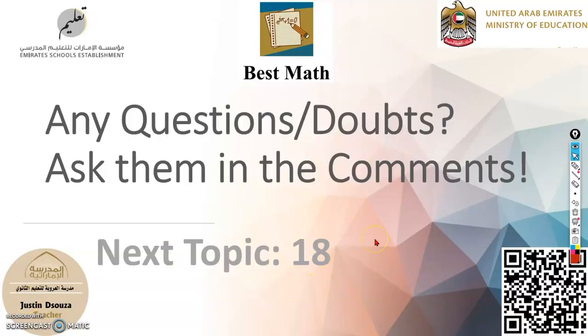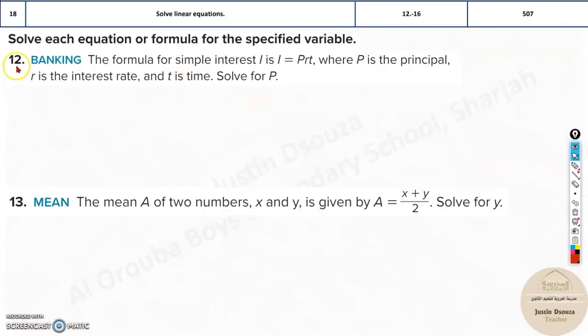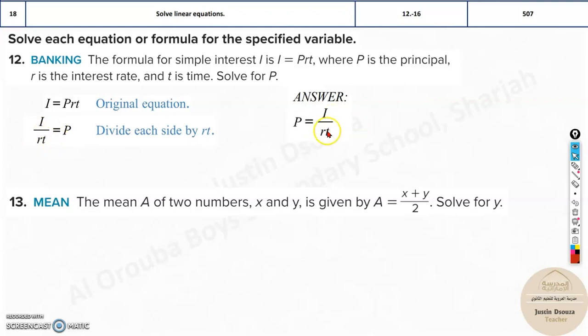Topic number 18 is another simple topic where we have to solve linear equations. Here you have a problem to solve the formula for simple interest. They have given the formula for simple interest, I equals PRT, that is principal, rate of interest, and time. Now you need to solve for principal P. All you need to do is rearrange, take R and T to the other side. It will be I divided by RT is equal to P. That's it. This is the answer.